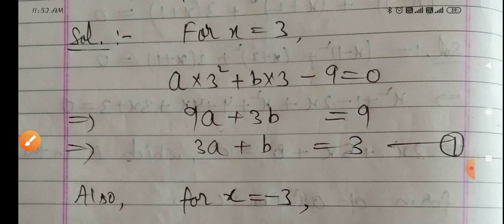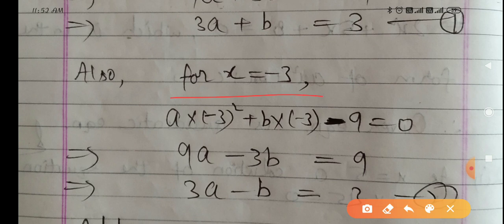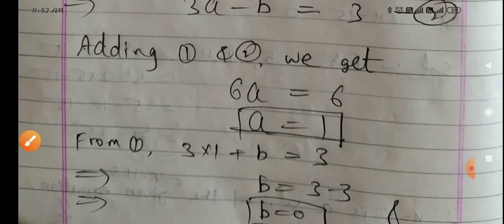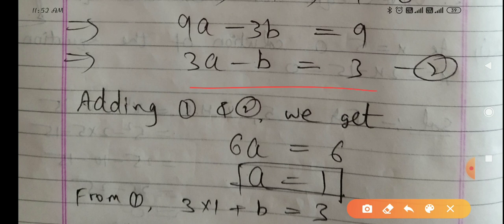In the same way, second value you see, x equals minus 3. Now this time you put x equals minus 3 in the same given equation. So a into minus 3 whole square plus b into minus 3 minus 9 equals 0. 9a minus 3b equals 9. Dividing both the sides by 3, 3a minus b equals 3.